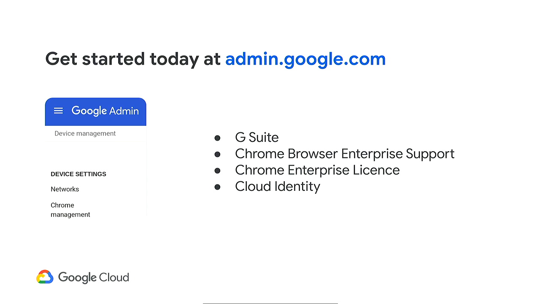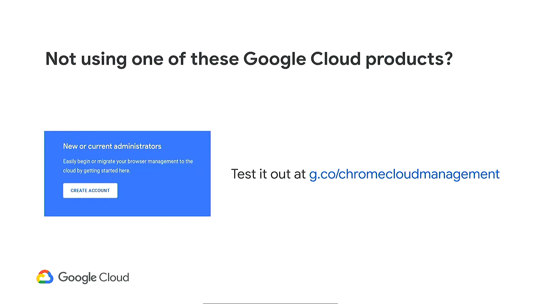And so if you're an existing customer for G Suite, if you have Chrome Browser Enterprise support, if you have a Chrome Enterprise license for managing Chromebooks or other Chrome OS devices, or if you have Cloud Identity, odds are just signing into your existing console, you will have access to this new feature and you can deploy it in your enterprise. If you're not using one of these Google Cloud products yet, you still have a way to test it out today by going to g.co/ChromeCloudManagement and creating one administrator account that will allow you to try out all of these features that we'll be demoing today.